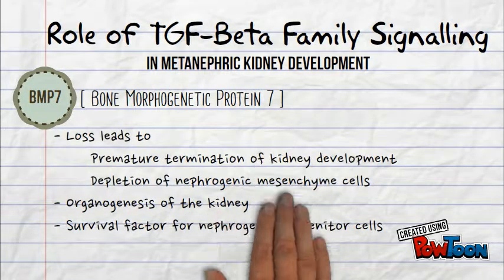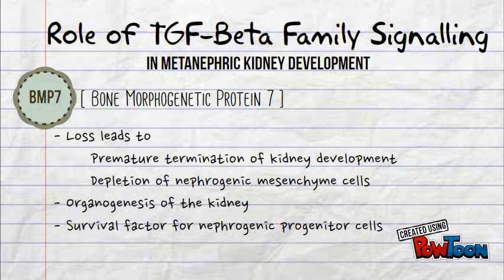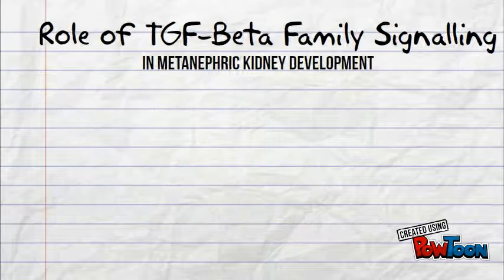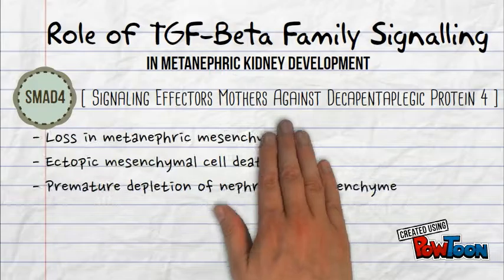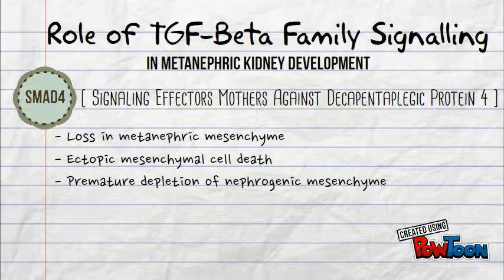BMP7 is involved in organogenesis of the kidney and is a survival factor for nephrogenic progenitor cells. Without it, the kidney does not develop, and nephrogenic mesenchyme cells will deplete. Another factor would be the SMAD4 factor. The loss of this factor results in the loss of the metanephric mesenchyme, which is one of the two embryological structures that give rise to the kidney and the ureteric bud.